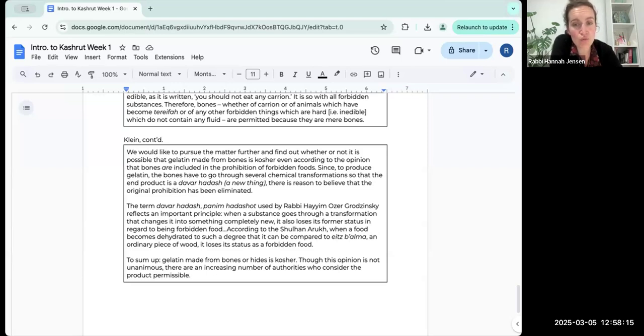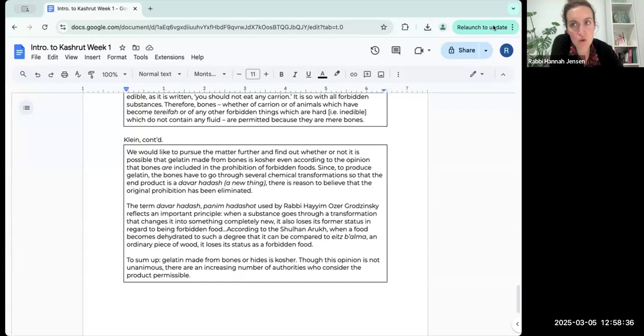And according to the Shulchan Aruch, this very famous code of Jewish law, when a food becomes dehydrated to such a degree that it can be compared to eitz ba'alma, an ordinary piece of wood, it loses its status as a forbidden food. And the understanding is these bones, after going through this process so many times with all these different chemicals, become like wood.